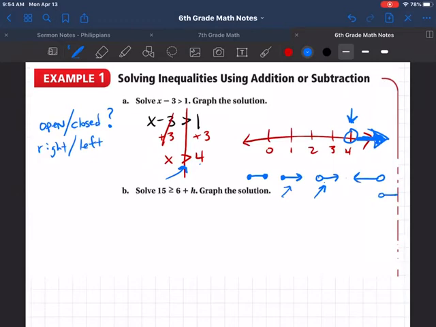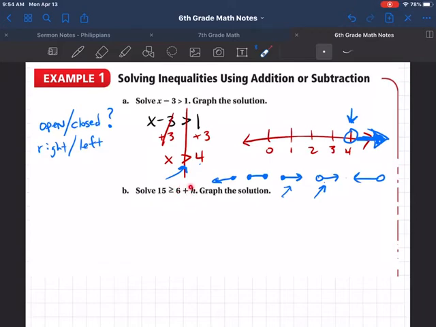This is open circle going right. Open circle going left. Open circle going right. Or wait, sorry. The one missing here is closed circle going left. Okay? Alright, we'll speed up now.